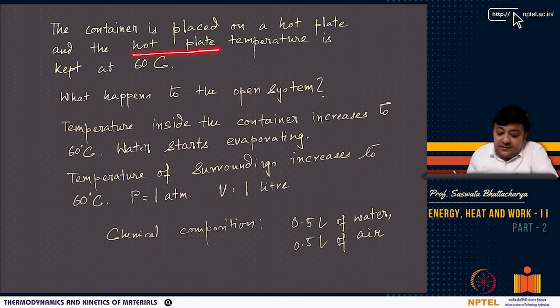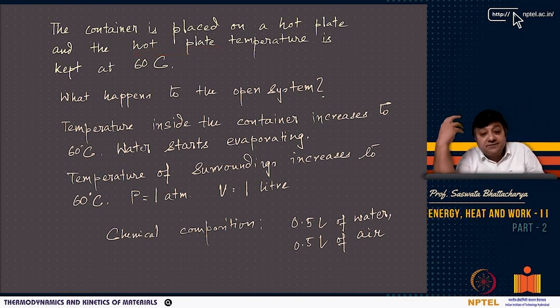What will happen? What happens to the open system? The temperature inside the container will start increasing until it reaches 60 degrees, and water will start evaporating, right? It's not going to boil, but it is going to evaporate. There will be some evaporation, right? So the temperature of the surroundings will also increase too. This will equilibrate at 60 degrees Celsius. The water will have a temperature of 60 degrees Celsius.